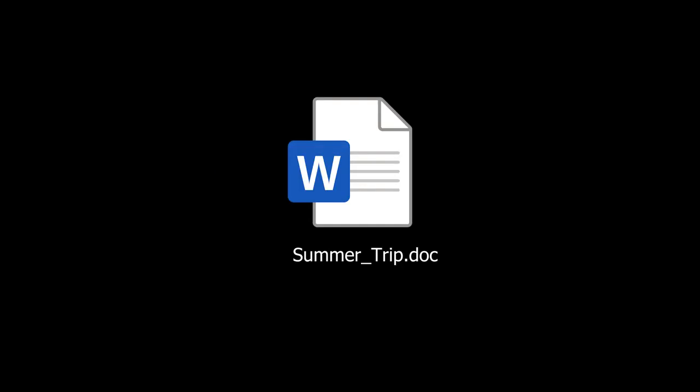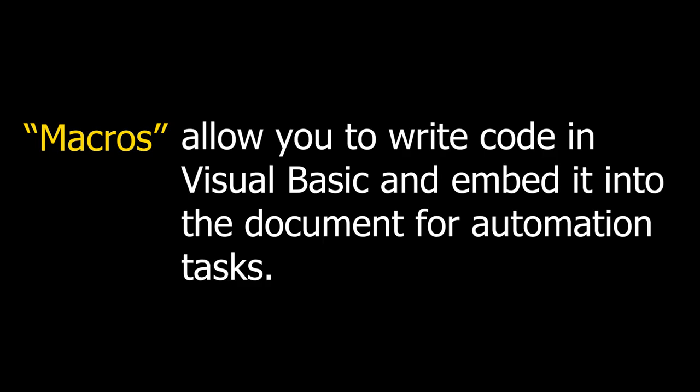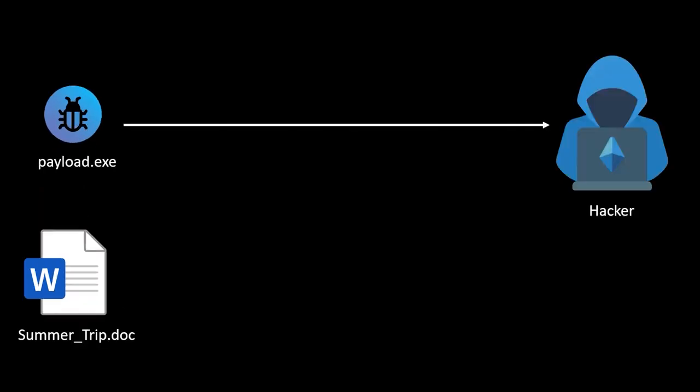Although the file is just a Microsoft Word document, it has macros embedded in it. Macros allow you to write code in Visual Basic and embed it into the Word document to automate tasks. Hackers can take advantage of it by writing malicious macros that download a payload from the internet and execute it to get a reverse shell on the victim's machine. When this payload is executed on your computer, it spawns a process that connects back to the hacker's server and gives them full access to your computer. This is also called a reverse shell.